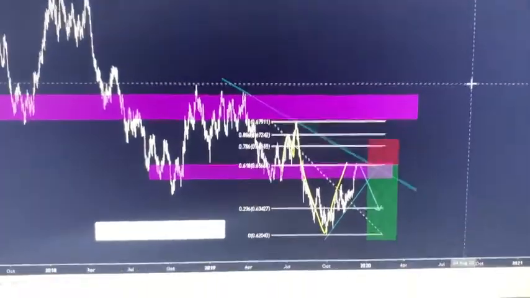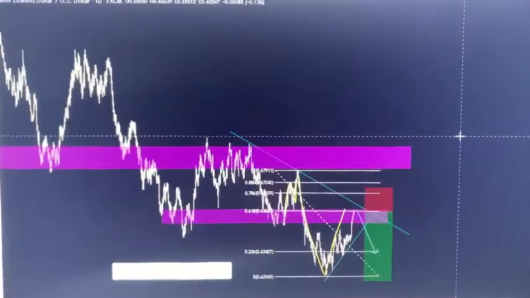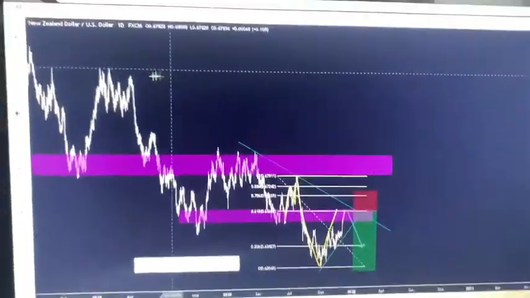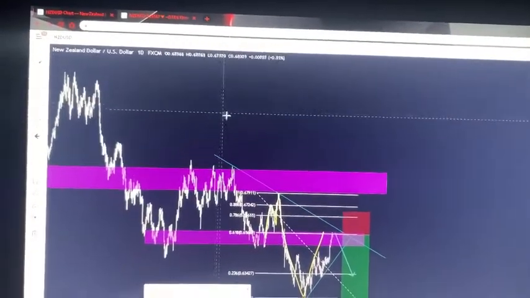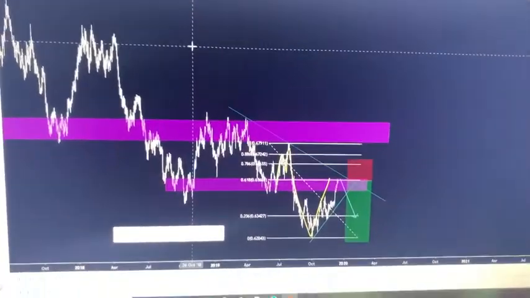What's up, everybody? We are back with another quick education video, and I'm gonna be talking about a trade that I'm looking at for NZDUSD, which is pretty much New Zealand dollar versus the US dollar.